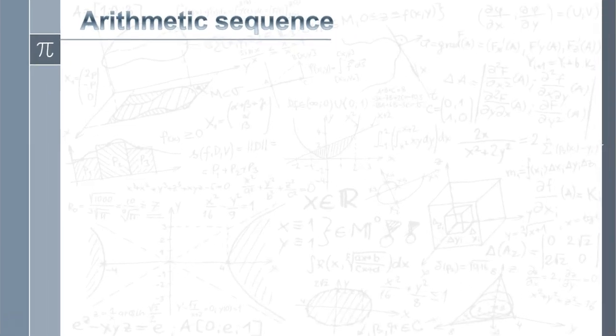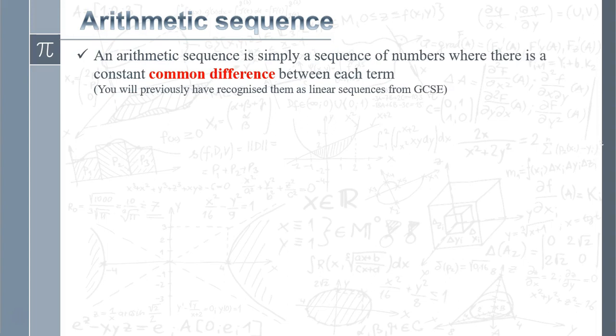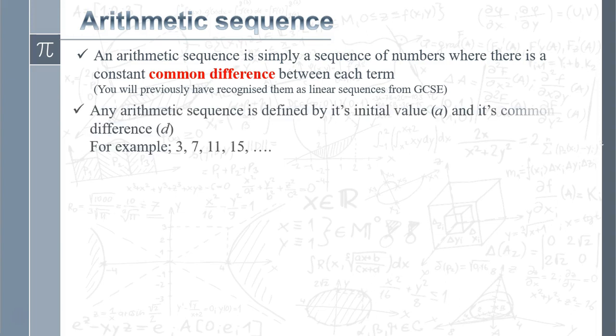You'll be familiar with these. You'll have seen these a lot at GCSE, but you'll have been referred to them as linear sequences. If you did IGCSE, then you will have seen this in this way here. But for most of you, I suspect it'll be linear sequences, and it's basically a sequence like that where we've got a common difference. It's going up by the same amount each time.